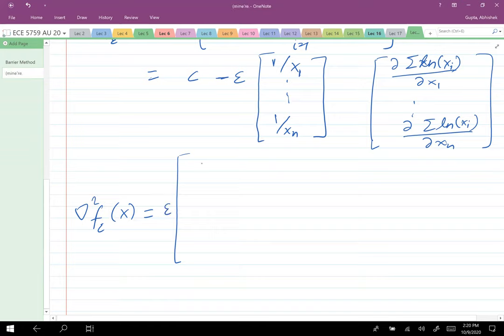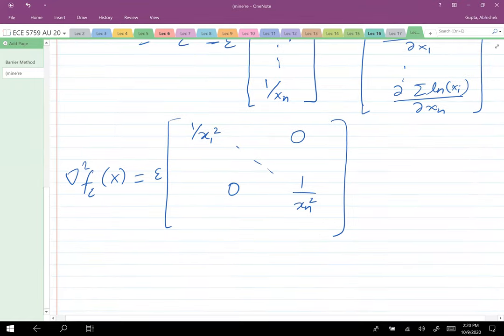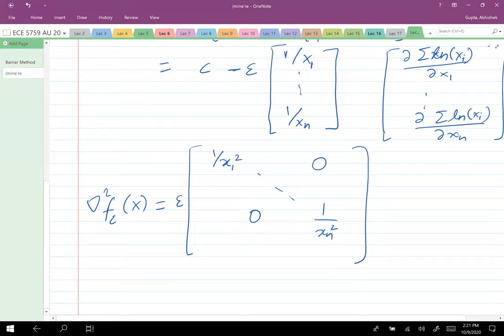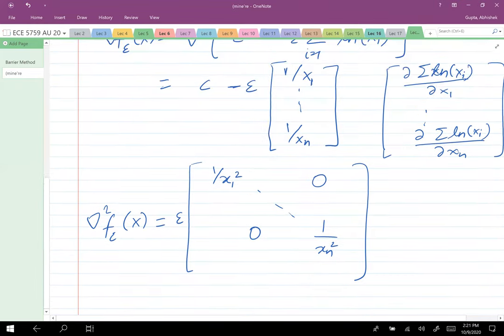A diagonal matrix of one over xi squares. It's a diagonal matrix with 1 over xi square. Okay. So it looks like the second derivative inverse is not really a bad computation. It's actually a pretty simple computation. Okay. Does that make sense?